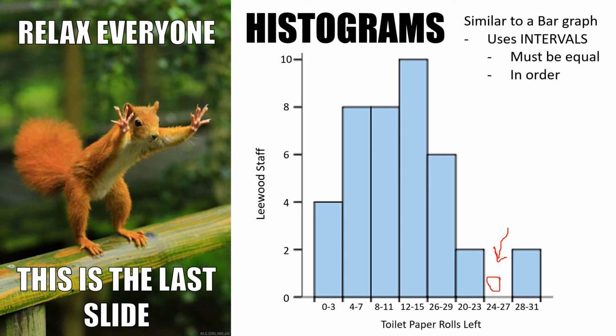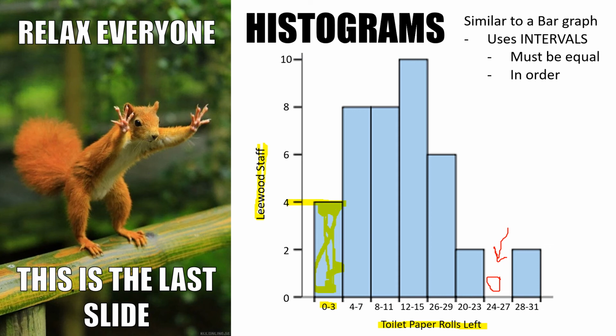So let's talk about what this particular histogram represents. If we look at our labels on our x-axis, we see that we're talking about the toilet paper rolls left, and over here shows you this is the amount of Leawood staff. So breaking it down, if I asked you, for example, how many Leawood staff members have between 0 and 3 toilet paper rolls left, well, we would find that interval here and see, if we look at this bar, which represents the frequency, that 4 teachers have only 0 to 3 toilet paper rolls left.